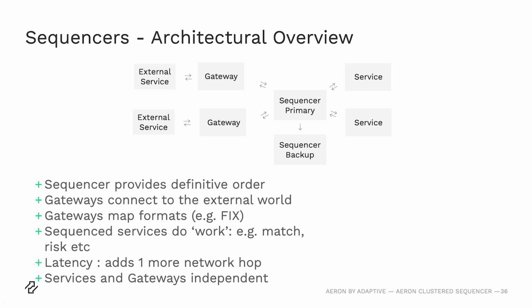So it gives us a definitive order, which really, really helps when it comes to debugging or forensics or what actually happened. You only have to look at the sequencer. You don't have to start looking at timestamps and correlation between various systems to work out what actually executed, what happened.